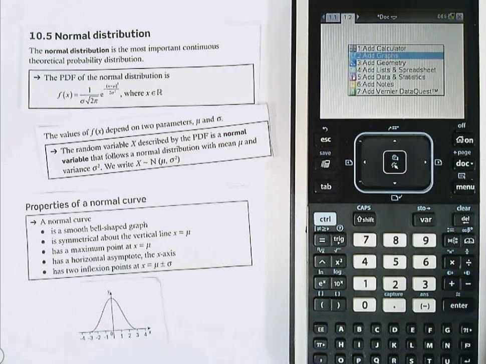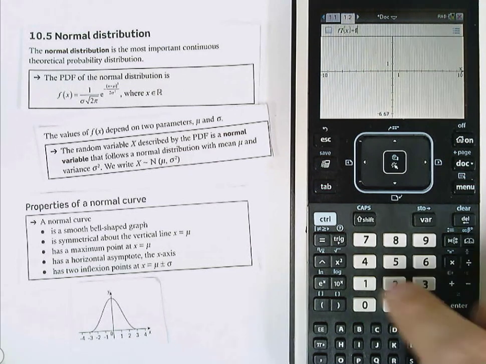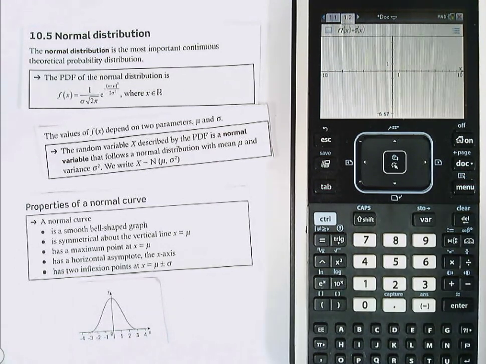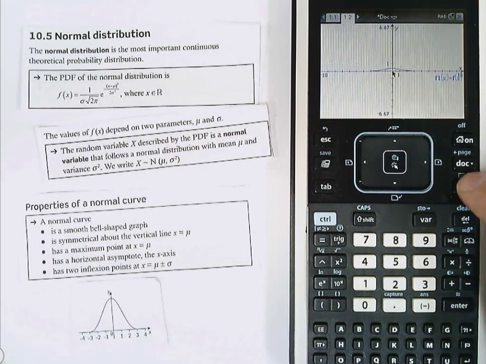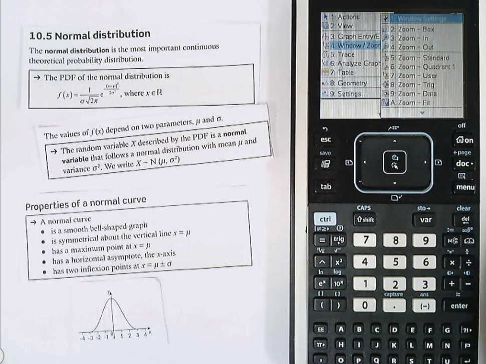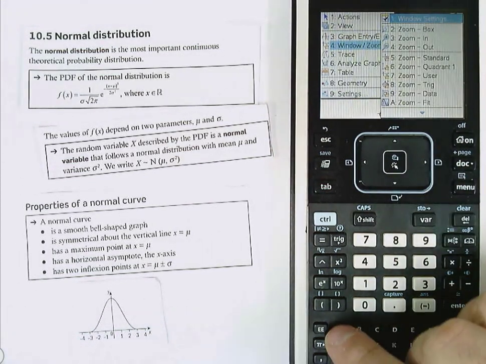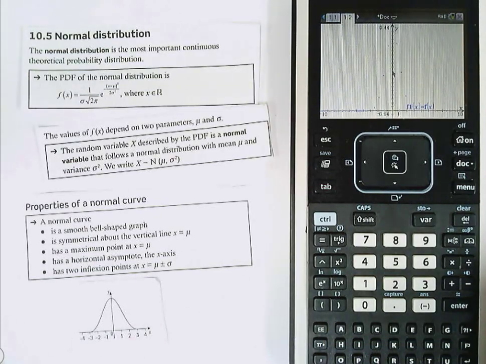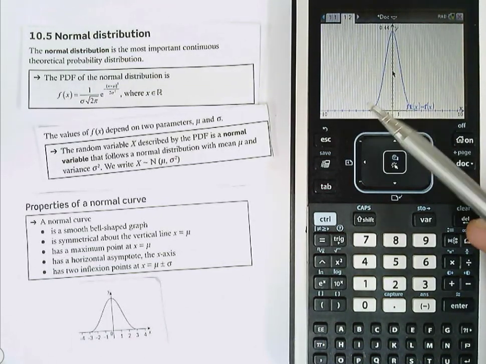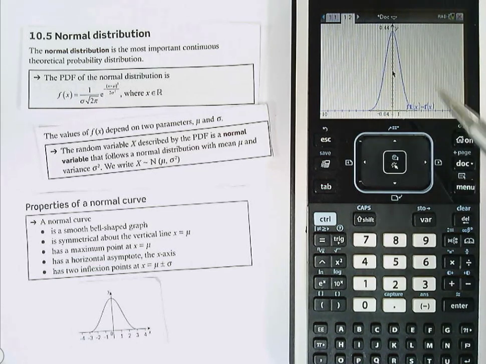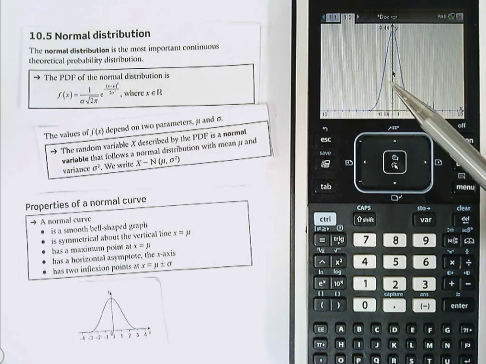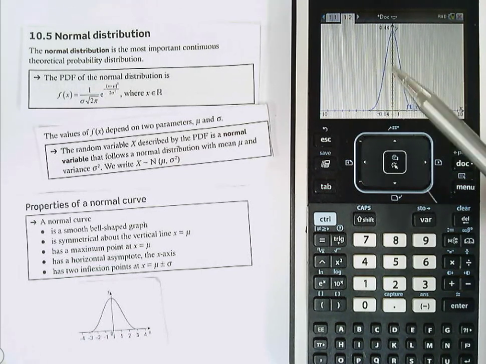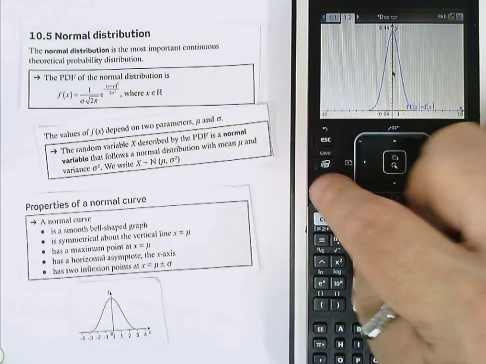Then I can insert a page, and I want a graph, and I can put in the first one, f of x, and it gives me this. It's kind of hard to see, so I'm going to go menu, window, and I'll do fit, and it'll fit right on the graph there. That is a standard normal, where it has mean 0 right here, symmetric about it, and its points of inflection are one from the mean, plus or minus, and it changes from concave down to concave up there.